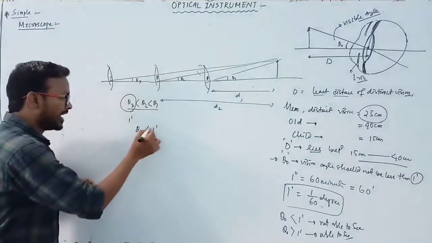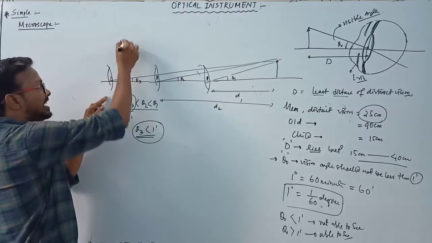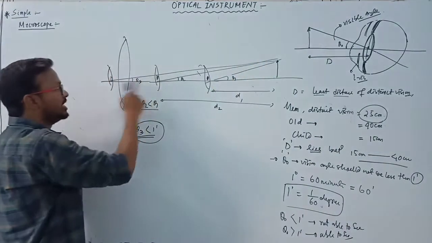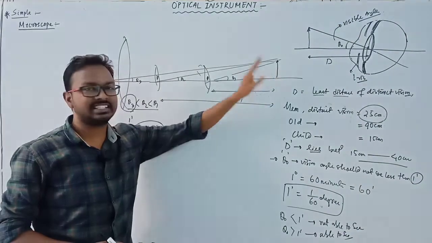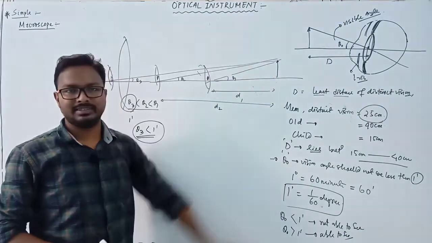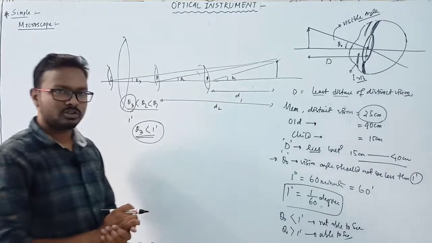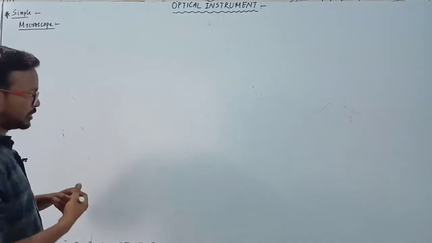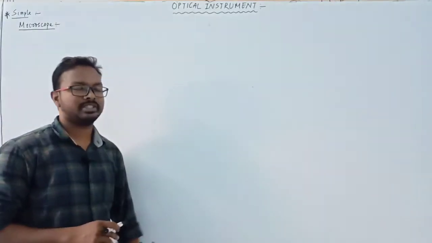Because if we are not able to see this object with our naked eye, then we have to use a lens, which magnifies this object, and now we are able to see a clear, magnified image of the object. Clear? So that's why we use the simple microscope and the compound microscope.